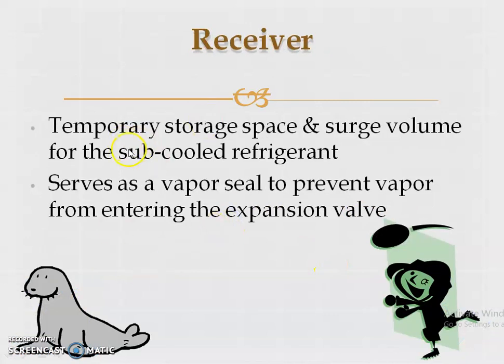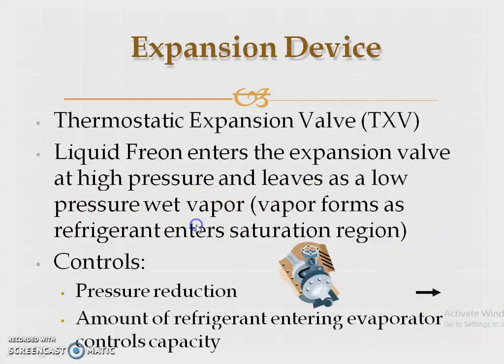Next unit is a receiver, the storage space or surge volume for the subcooled refrigerant. It serves as a vapor seal to prevent vapor from entering the expansion valve. After that is the expansion valve, a very important unit, the thermostatic expansion valve. With the help of the electronic control unit, we use liquid freon, that is R12 or R22, or ammonia.